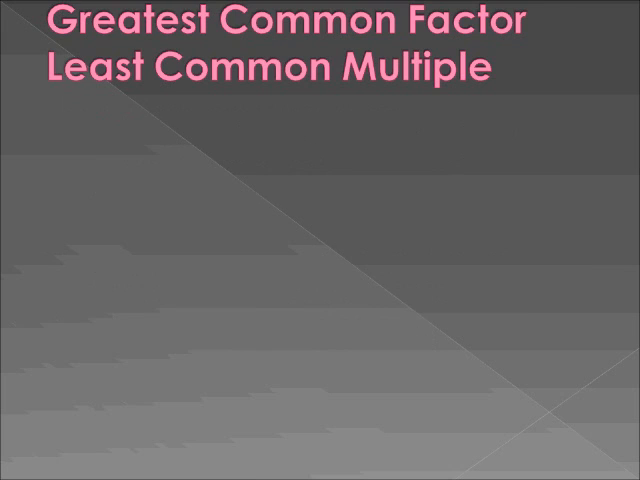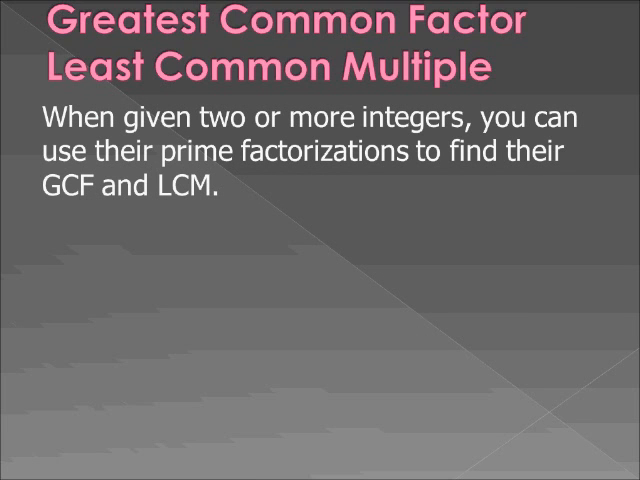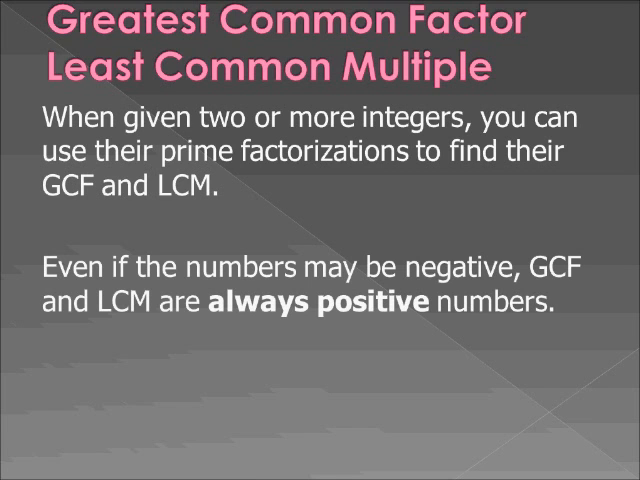When you are given 2 or more integers, you can use their prime factorizations to find their GCF and LCM. So, you can use prime factors, you can use factor trees. Even if the numbers may be negative, the GCF and LCM are always positive numbers. So in a rare case, you might be asked, what's the greatest common factor between negative 12 and negative 18? The answer is always going to be a positive number. In this case, it'll be 6. Same with the least common multiple. They're always positive numbers.